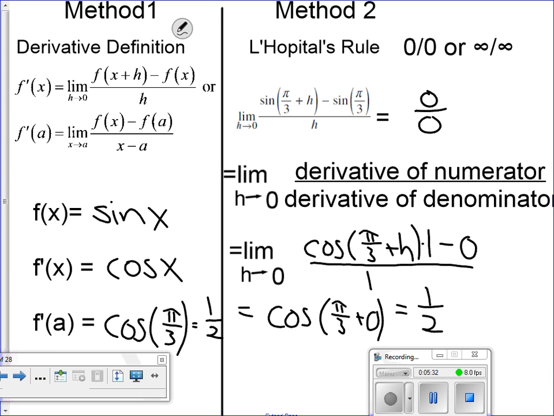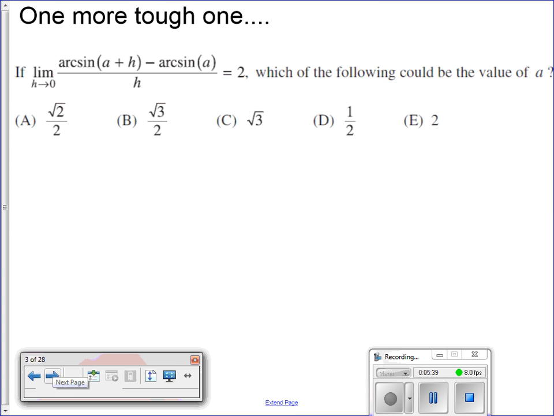I just thought I would throw in one tougher problem on that just to see if you could handle a little twist. You think you can? I don't know. If you flip, is this from the back of yours? I think it's on the back. Okay, so here's another one.